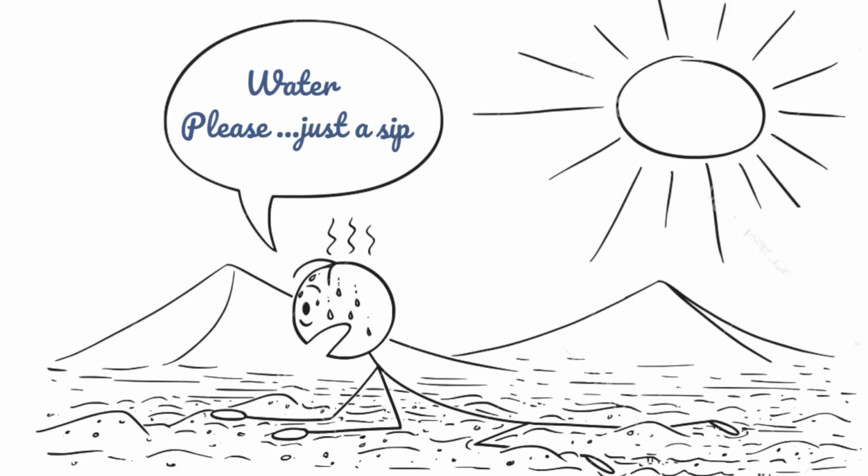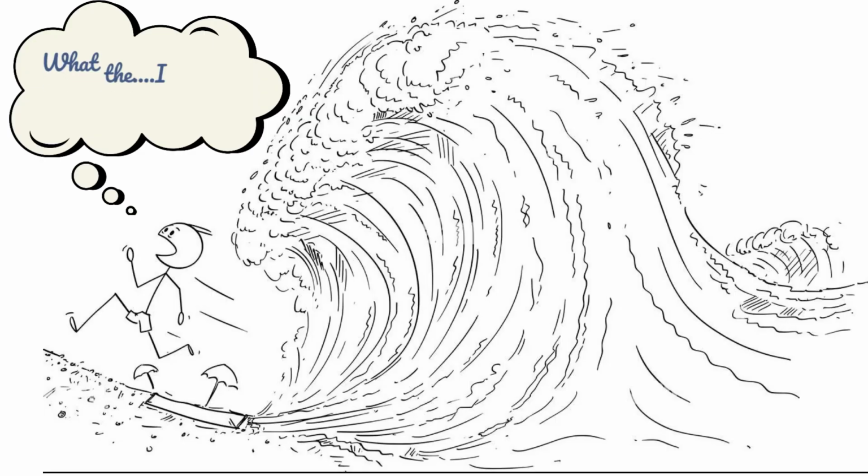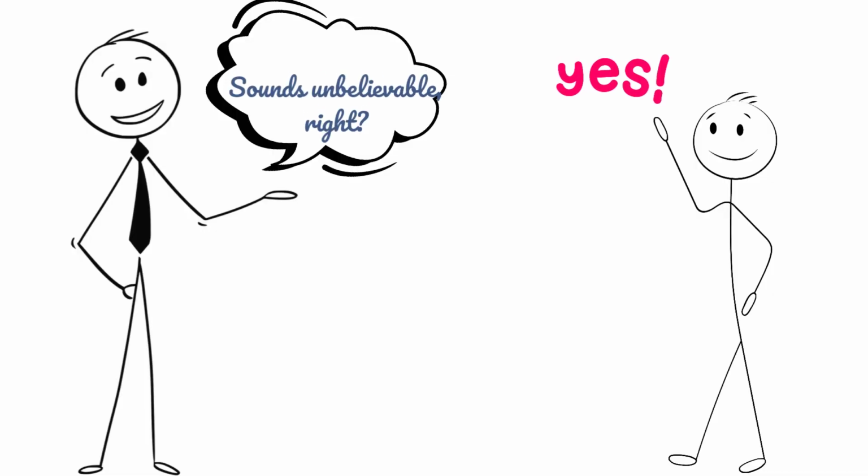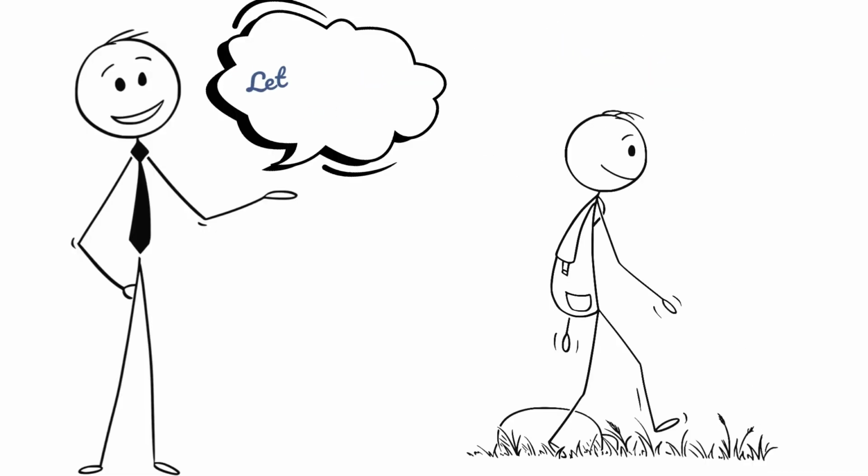Did you know that the Thar Desert, India's great desert, was once under the sea? Sounds unbelievable, right? But yes, it's true. Let's understand how that sea slowly turned into sand.